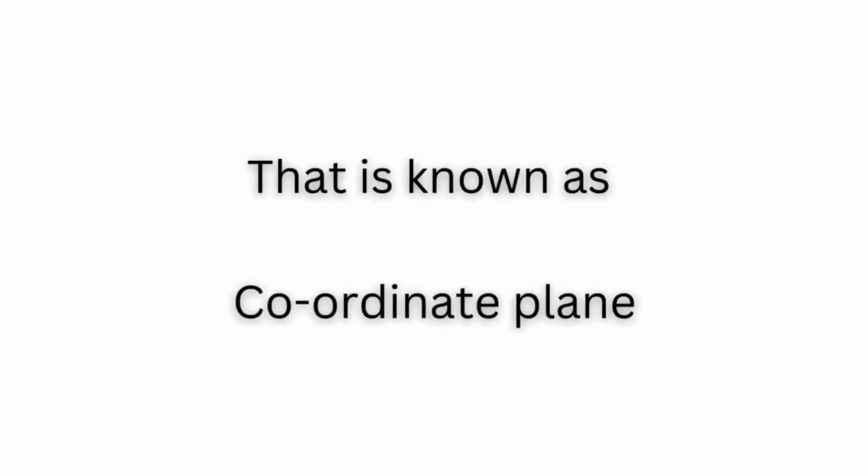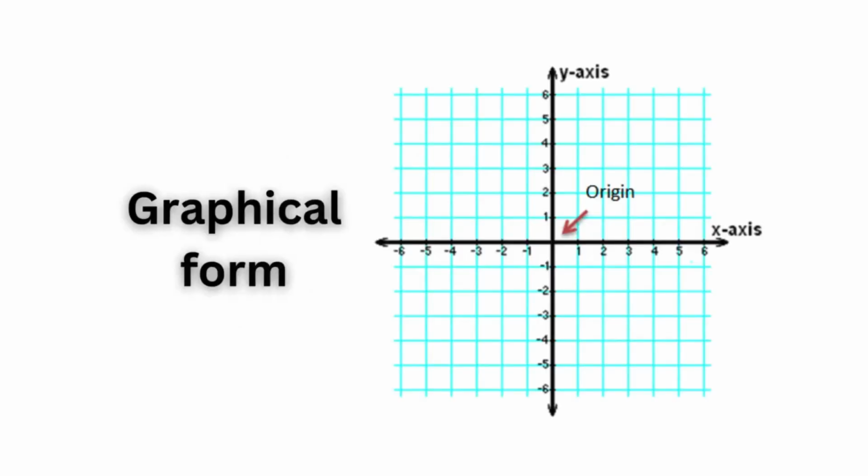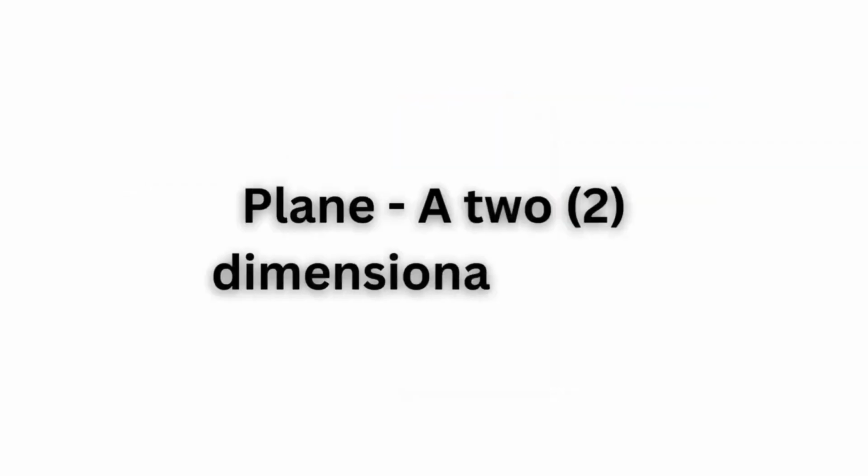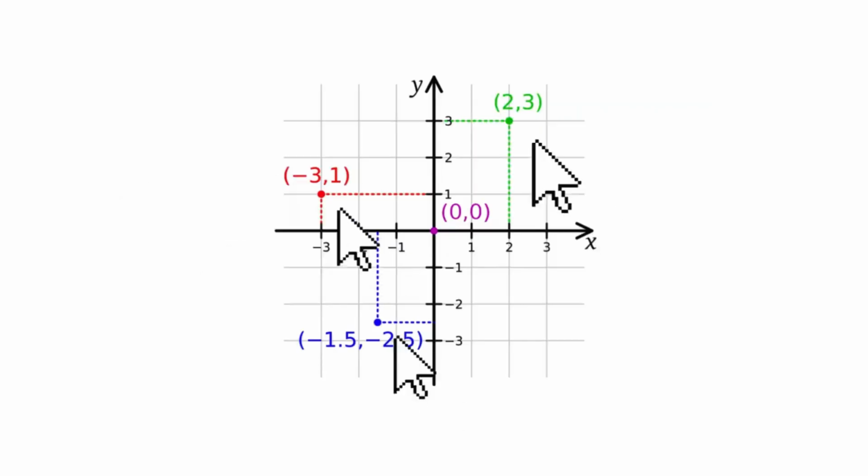Don't forget, that is known as a coordinate plane. Okay, Cartesian means graph. Plane means a two-dimensional space, while grid means a set of intersecting lines.